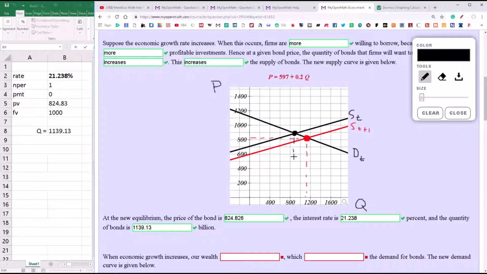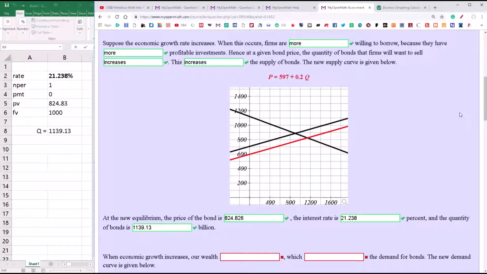And you can see that when supply increased, the quantity of bonds increased, but the price fell. When the price falls, the interest rate rises. Okay, so that's how you'd graph it. Let's close that out and work on what happens in the demand curve, right?